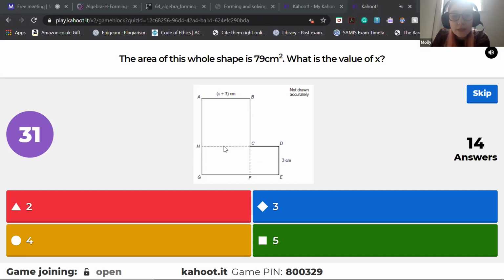I should say actually with this one, I've just had a look at it myself. These shapes here are squares. I don't know why it didn't say this in the information, which you probably assumed if you have answered it. But A, B, C, H and C, D, E, F are squares.